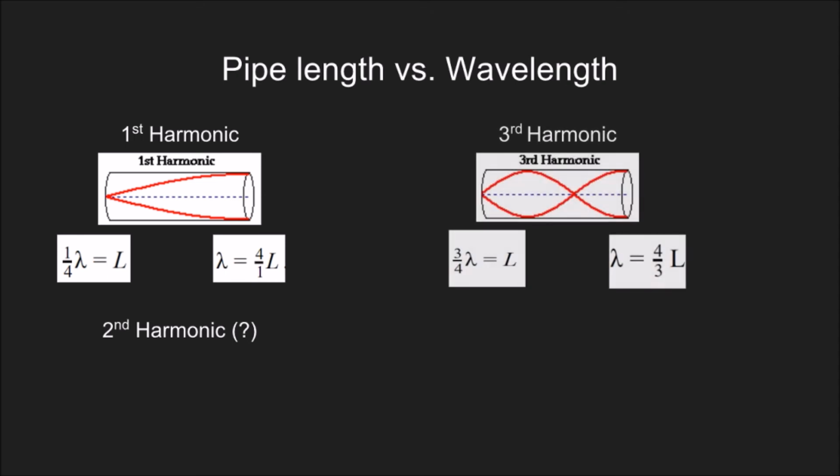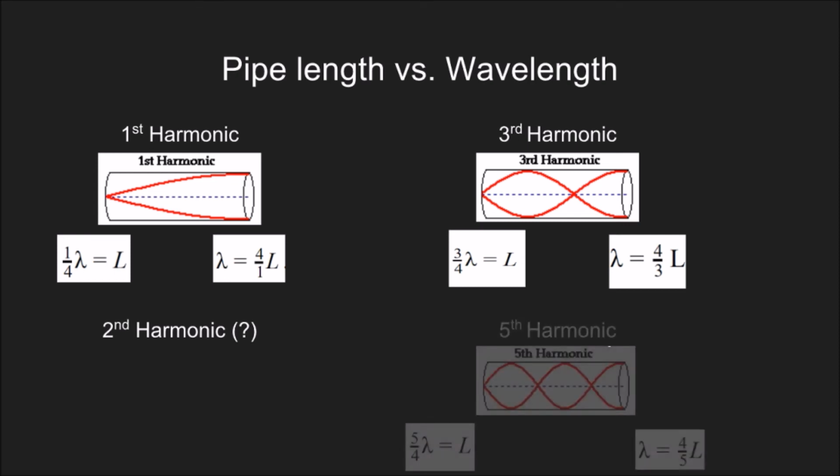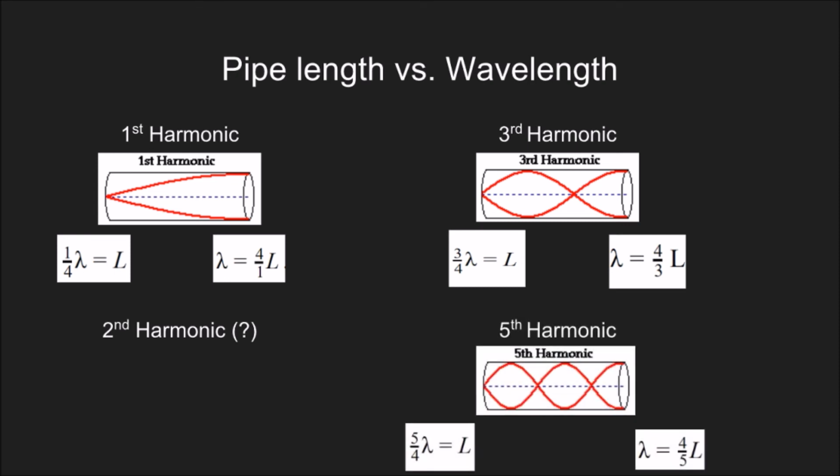In the third harmonic, we add a quarter plus a half, which gives us a wavelength equivalent to 4/3 L. And in the fifth harmonic, we add a quarter plus a half, which gives us a wavelength equivalent to 5/4 L.